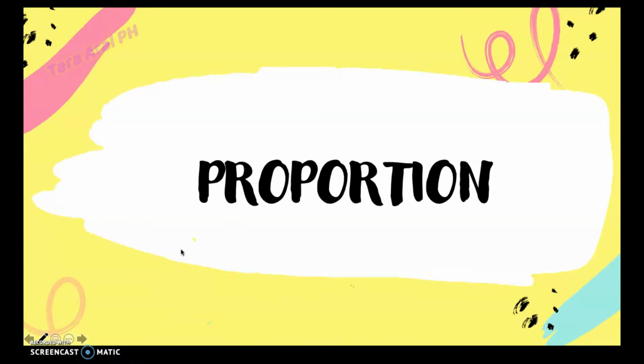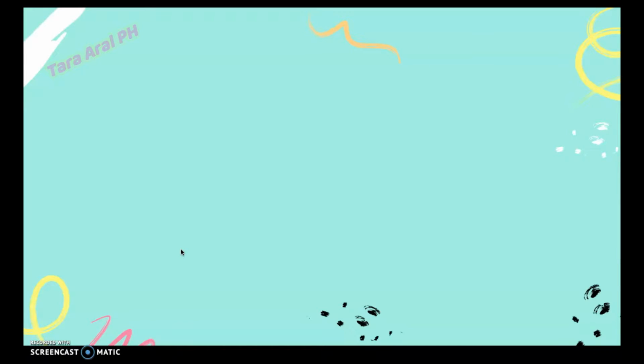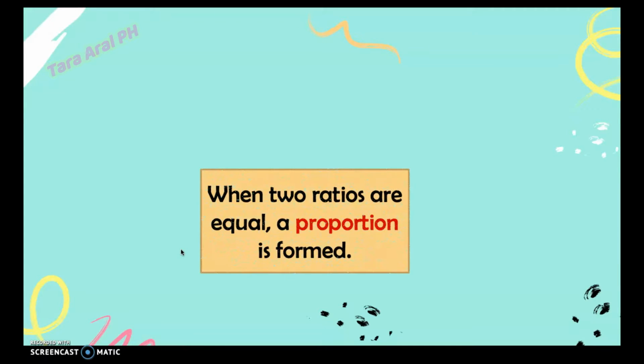Or even in cooking recipes and baking. And there are a lot of situations that involve proportion. Now, what is a proportion? When two ratios are equal, a proportion is formed. So proportion is when two ratios are equal.